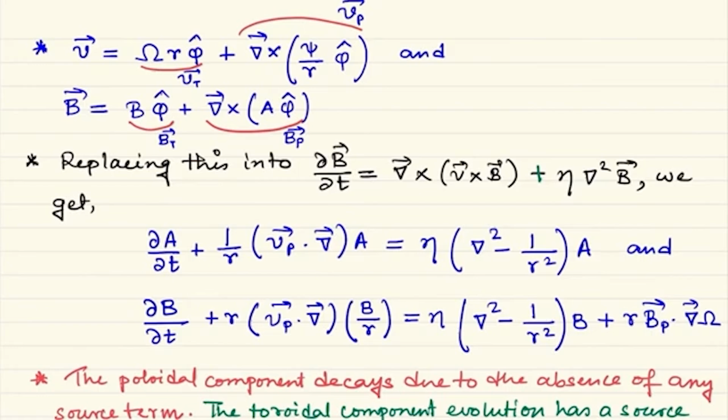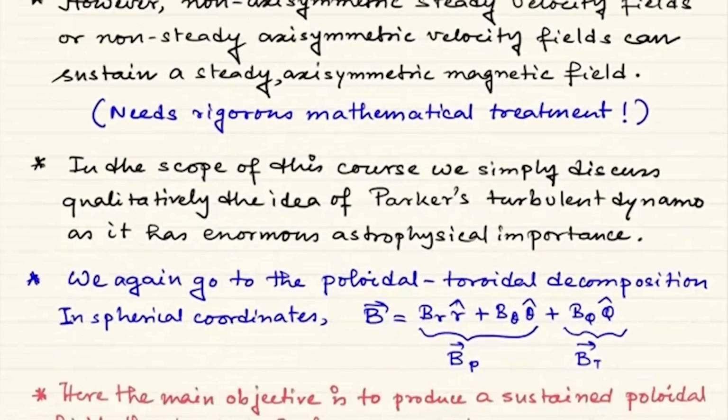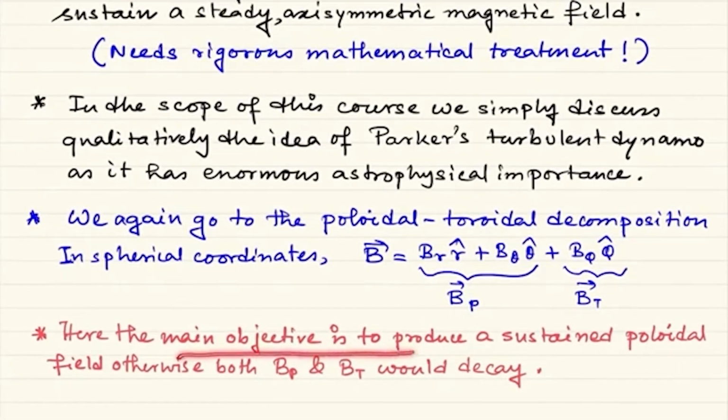We cannot talk about this model here, but roughly the idea is that if in any way we can produce a sustained poloidal field, then poloidal and toroidal can sustain each other. Otherwise, if the poloidal field is somehow decaying, then the toroidal field would also decay in time. Of course, it could continue a bit longer, but finally it would stop.